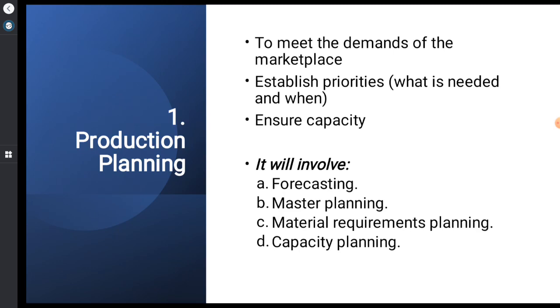We also need to make certain that we have enough capacity to meet those priorities. So if we are planning to produce 1 million items of a certain product, we need to make sure that we have enough labor, enough equipment, enough space and facilities, enough capital, and so on. Otherwise, we won't be able to meet the demand in the marketplace.